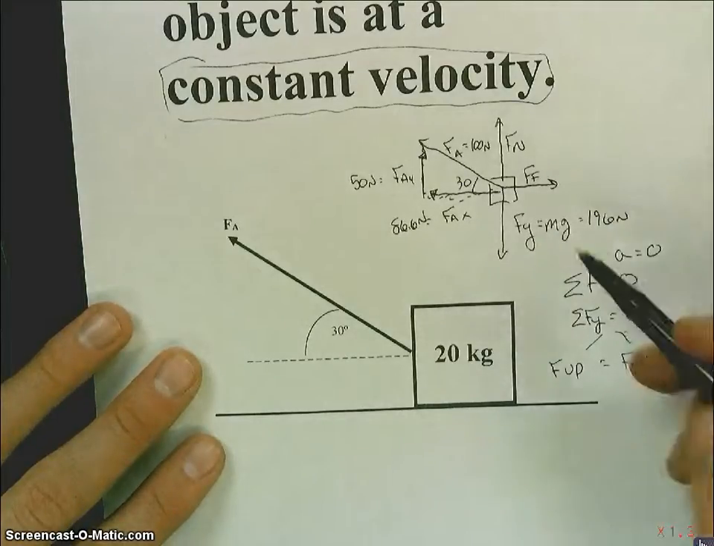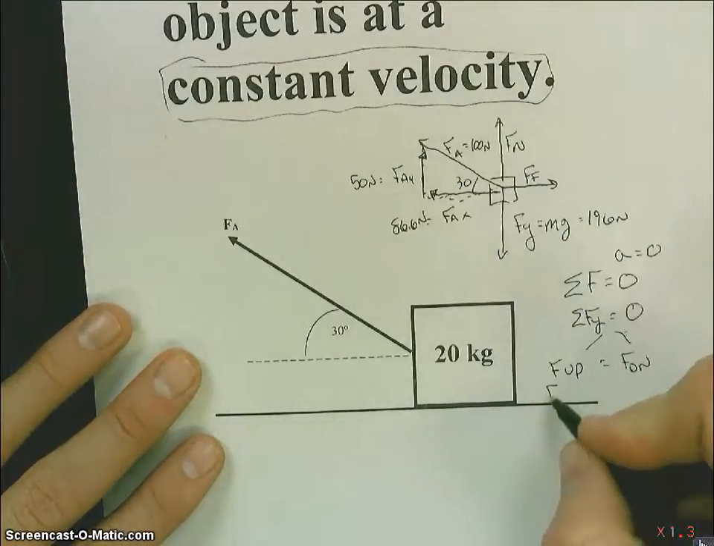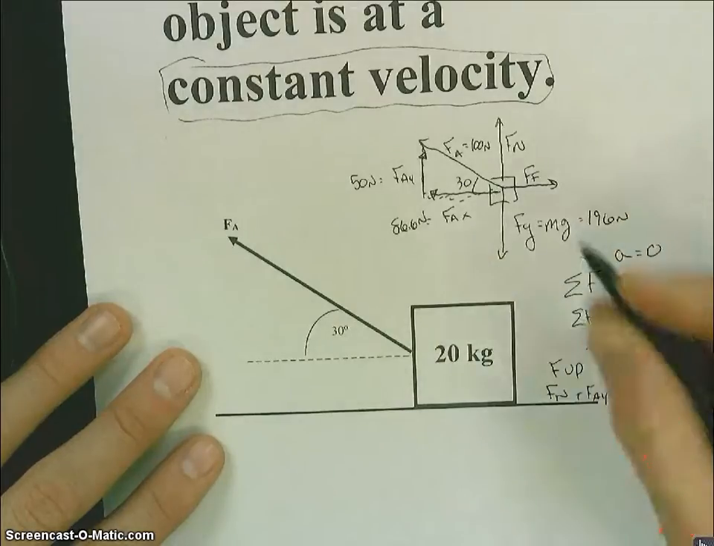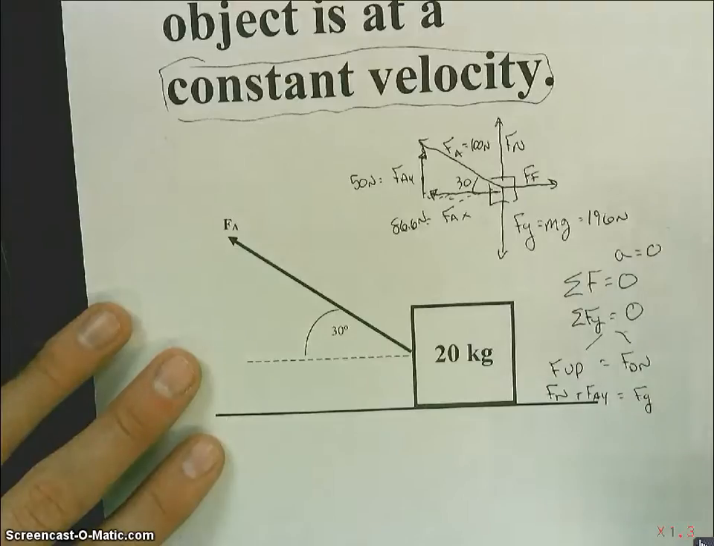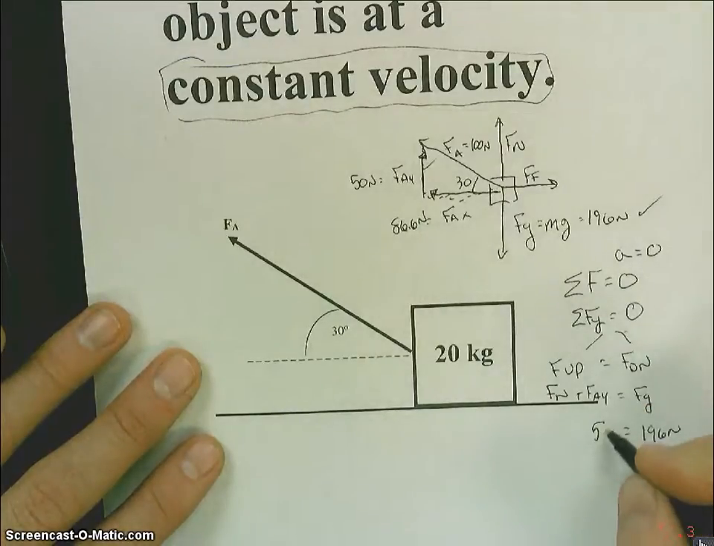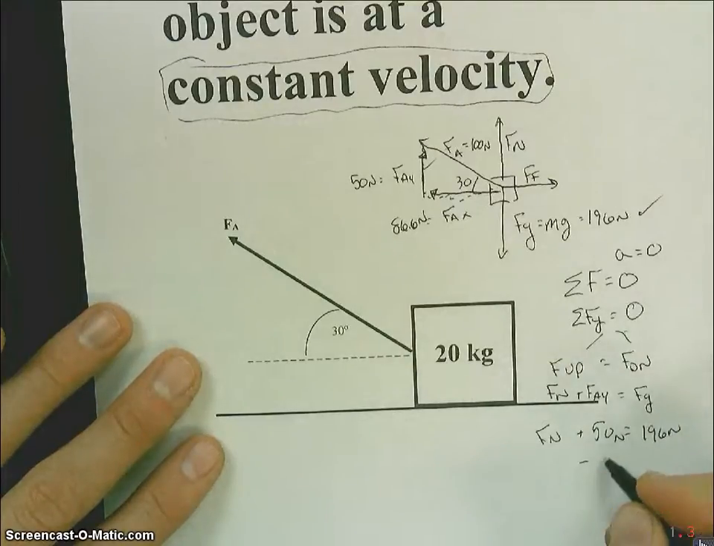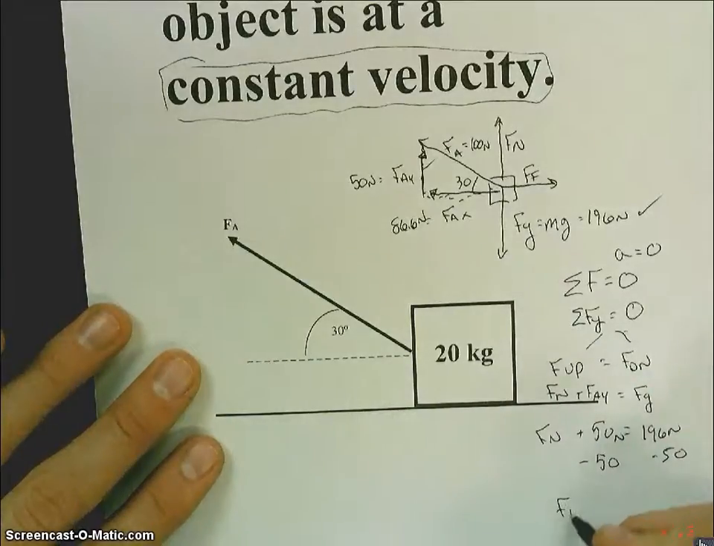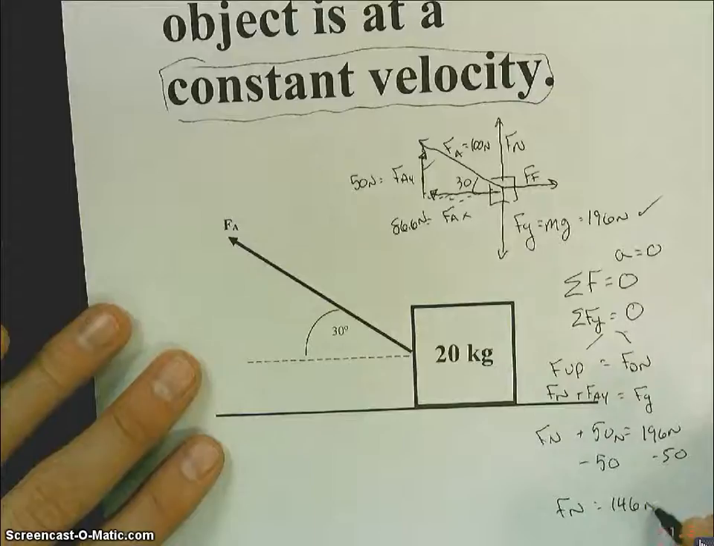And then I'm going to look at this and say, okay, forces up. I have my force normal, I have my force applied in the y, and that's going to be equal to my force of gravity. Now we can substitute the values in that I currently have. So 196 was my force of gravity. That's going to be equal to my force applied in the y, 50. My force normal then is going to be this number. I'm going to subtract 50 from both sides. And we should come up with 146 for my normal force.